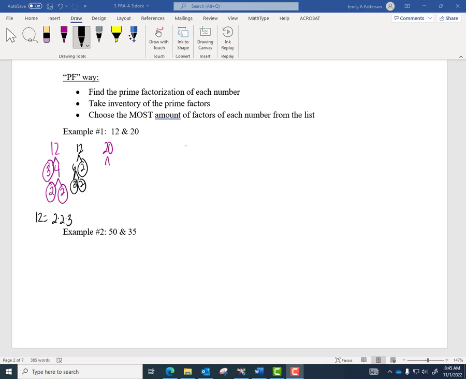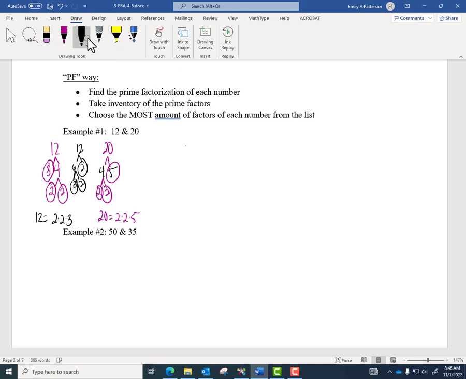So with that in mind, let's break down 20. Whether you choose 4 times 5, or if you happen to choose 2 times 10, you're still going to end up with the same idea, or the same building blocks. So 5 is prime, so I leave it alone, I circle it. And then 4 I need to break down further. So I have these values here. So that means 20 is equal to 2 times 2 times 5.